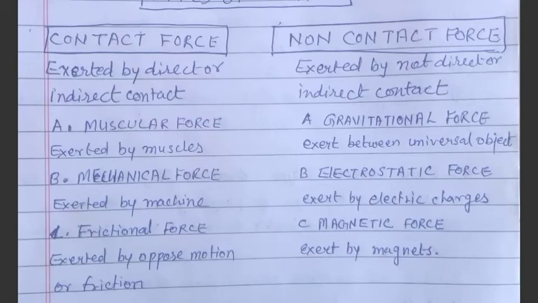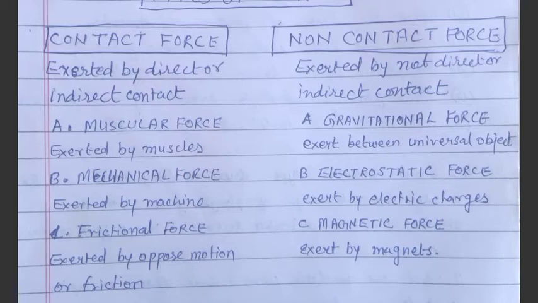Types of force. Force we can divide into two parts: first, contact force; second, non-contact force. Contact force is force that acts by direct or indirect contact. For example, muscular force. Muscular force acts by the muscles, or when we pull anything by our hand, it comes under muscular force.